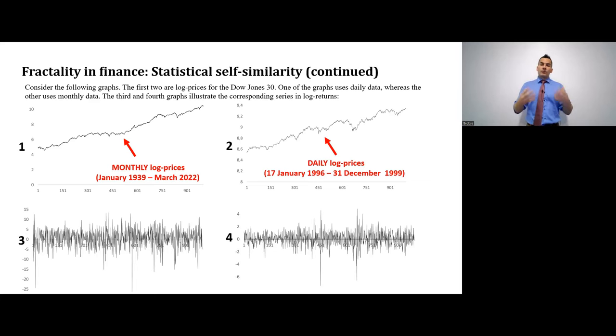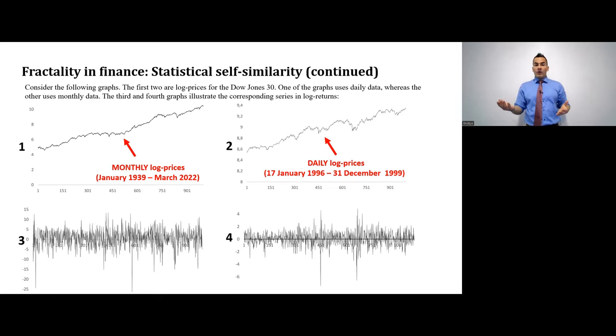And those of you who are familiar with what happened there, obviously, in the time period 1996 until 1999, we observed increasing stock prices around the world. It was the so-called dot-com bubble formation. If you just consider the scale, on the left-hand side, using monthly data, the scale is from roughly 5 until 10. So it's basically doubled from 5 to 10.